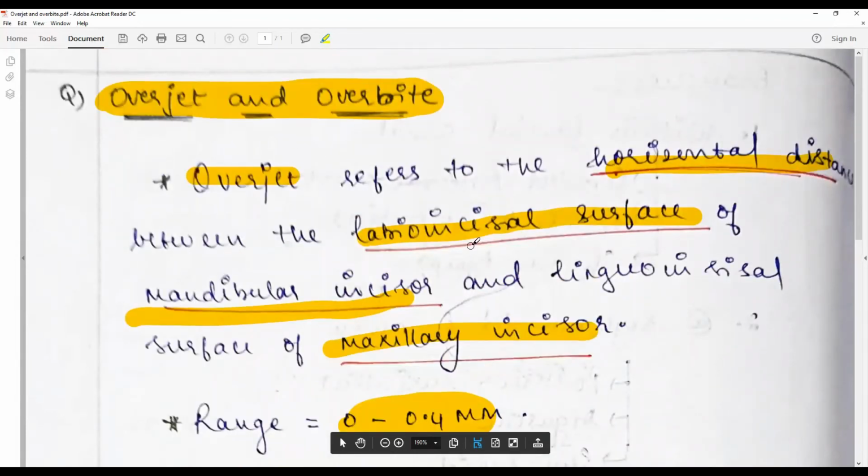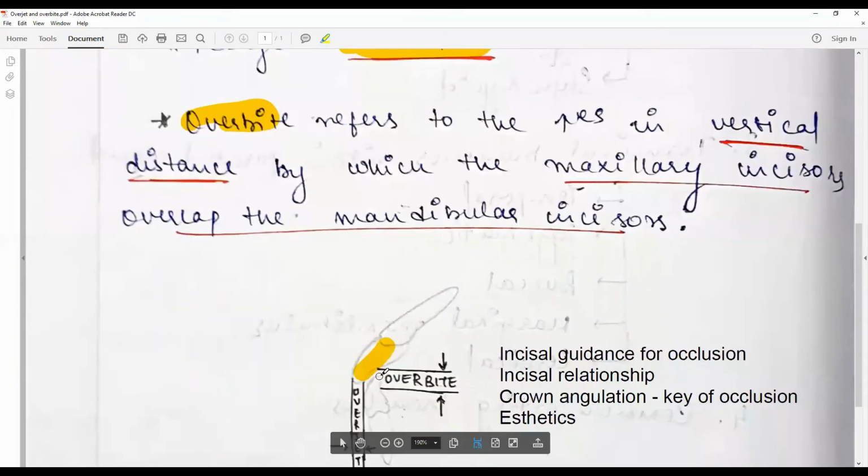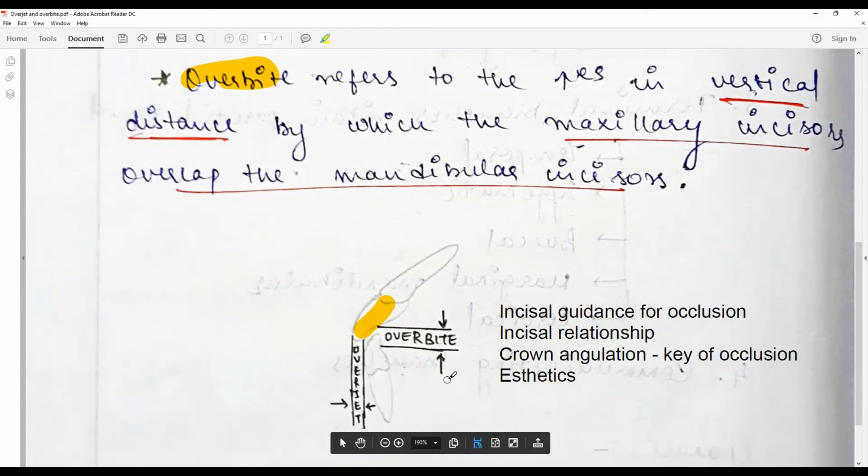Reduction of overjet will cause damage or trauma from occlusion. Increased overjet will cause spacing and malocclusion. So overjet and overbite have to be at the optimum level. If there is increased overjet, the upper crowns will be spaced apart. It will be a class 2 or a class 3 relationship if it is plus or minus.